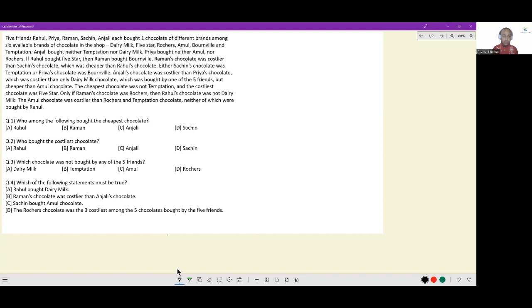Let's look at this question. 5 friends, Rahul, Priya, Raman, Sachin, Anjali, each bought one chocolate of different brands among 6 available brands of chocolates in the shop. Dairy Milk, 5-star, Rochers, Amul, Bournville, and Temptation.